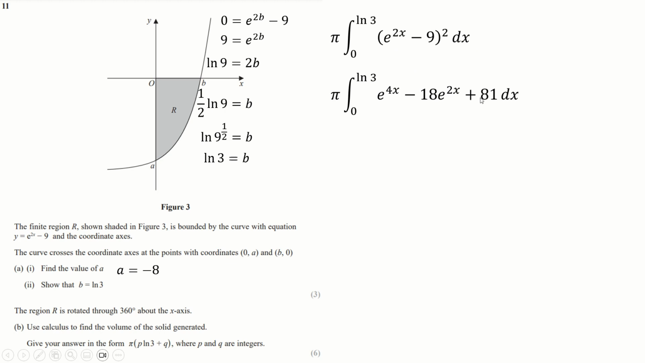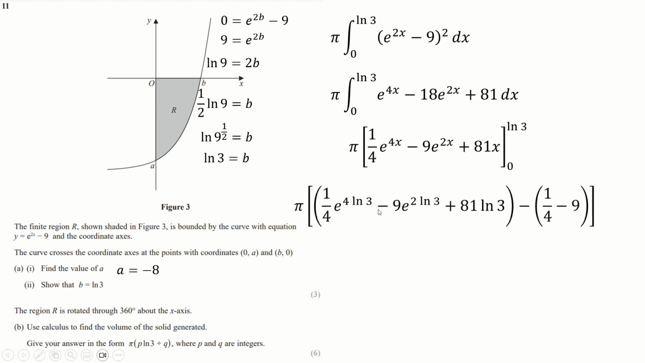We can, of course, just integrate this. This integrates to a quarter e to the 4x. This integrates to minus 9 e to the 2x. You're just dividing by these numbers as you integrate. That integrates to 81x. Put the limits in, and you get all this. That 4 can bounce up to there, doing the opposite of the power law we saw earlier, and this 2 up to there. Of course, when you put in zeros, these just become 1s, and then that becomes a 0. So that tidies up to that, I think.